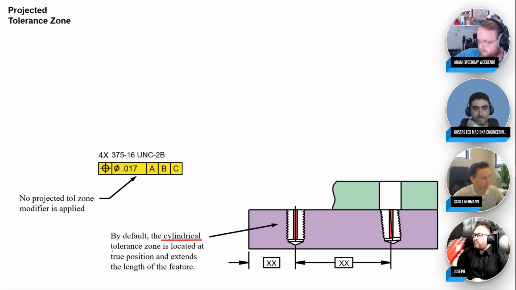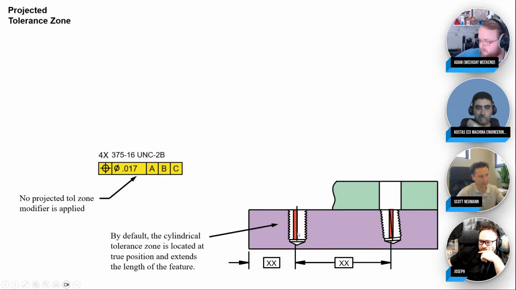And that cylinder is going to be located at the true position, the theoretically exact position, and it extends the length of the feature. So for the purpose of position tolerance, remember, is to control the location of the axis. How much that axis can shift back and forth, that would be limited by that cylindrical tolerance zone that you have. But remember, position also controls perpendicularity. So it also controls how much it can tilt in there.